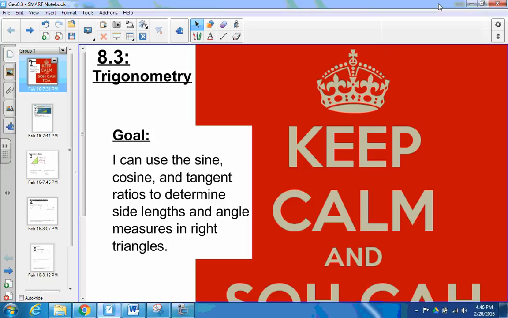trigonometry. Trigonometry and geometry actually go really hand in hand with sine, cosine, and tangent. So our goal for today is to use sine, cosine, and tangent ratios to determine side lengths and angle measures in right triangles. If you don't have a calculator, have one handy. We're going to be using it a little bit today.